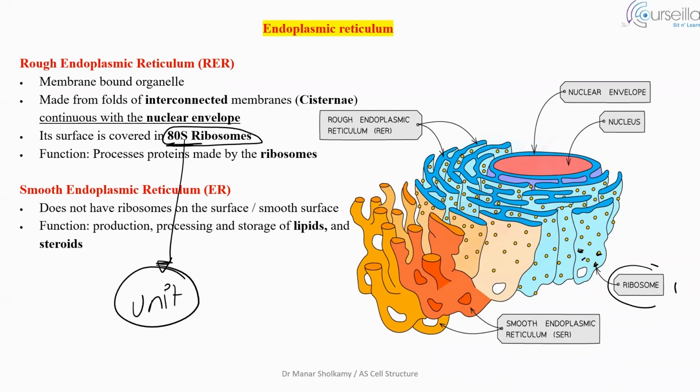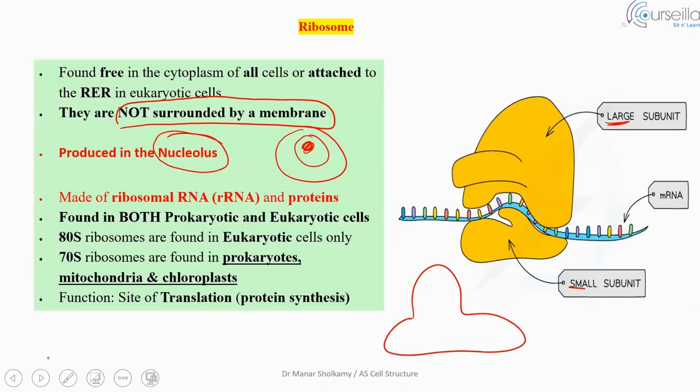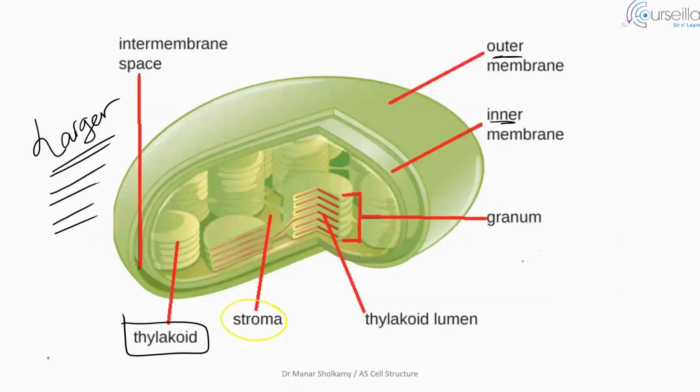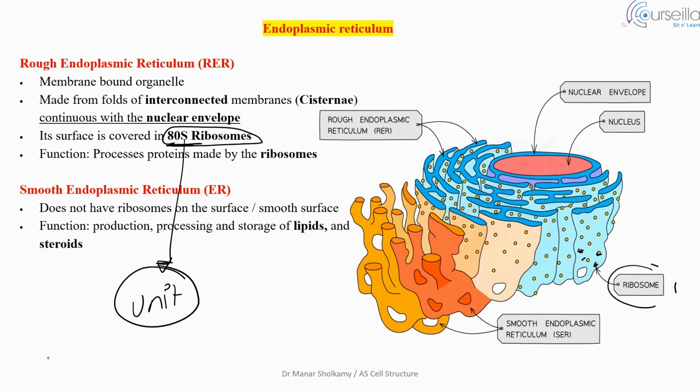The unit at which how fast the ribosome or the organelle settles at the bottom of a test tube in a centrifuge. So going back to the ribosomes, we said they are produced in the nucleolus. They are not covered by a membrane. They're made up of two parts, the larger and the smaller subunit. And they are either of big size or smaller size. The big size ones are found either free in the cytoplasm or attached to the rough endoplasmic reticulum.